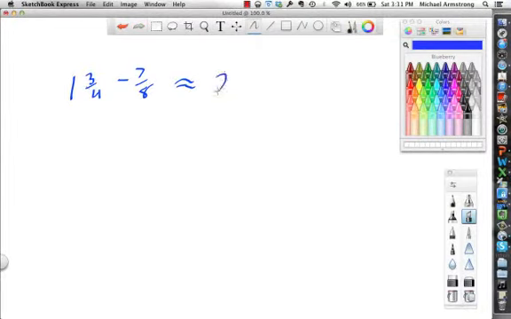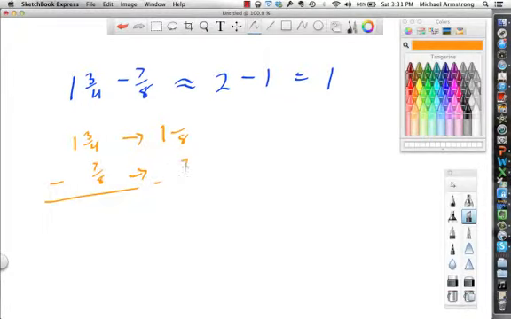1 and 3/4 turns into 2, and 7/8 turns into 1. 2 take away 1 equals 1. We go ahead and do the problem. 1 and 3/4 minus 0 and 7/8. We don't have to write the 0, but we have to line those up like that. Well, we need eighths. So we're going to write 1 and some number of eighths minus 7/8. We already know that this one's already in eighths. 4 times 2 is 8, so 3 times 2 is 6. 1 and 6/8 minus 7/8.